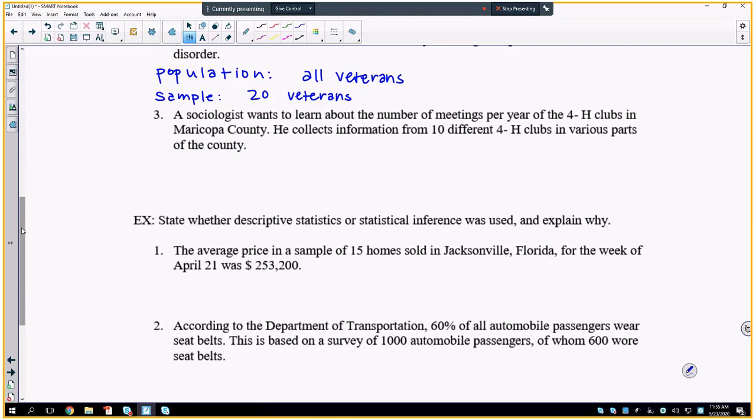A sociologist wants to learn about the number of meetings per year of 4-H clubs in Maricopa County. He collects information from 10 different 4-H clubs in various parts of the country. Our population here is all 4-H clubs, and our sample is just the 10 4-H clubs which we collected data about. All right.